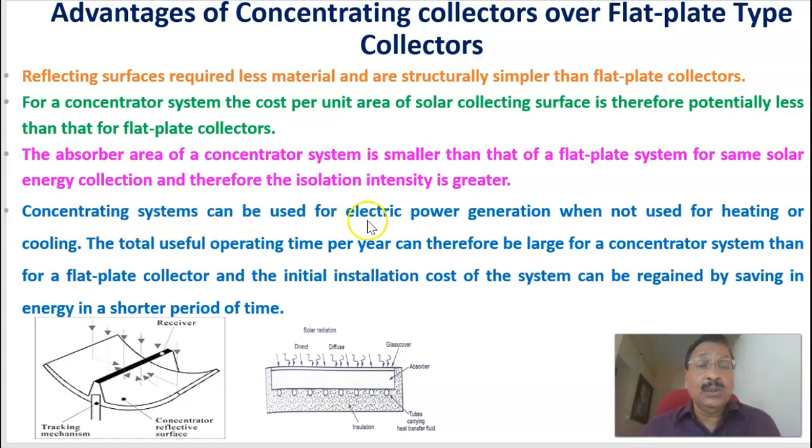Concentrating systems can be used for electric power generation when not used for heating or cooling. The total useful operating time per year can therefore be larger for a concentrating type system than for a flat type collector. The initial installation cost of the system can be regained by saving energy in a shorter period of time. Therefore, these are the advantages of concentrating type collectors over flat type collectors. This is a flat type collector and this is a concentrating type collector. There are a lot of advantages for the concentrating type over the flat type.